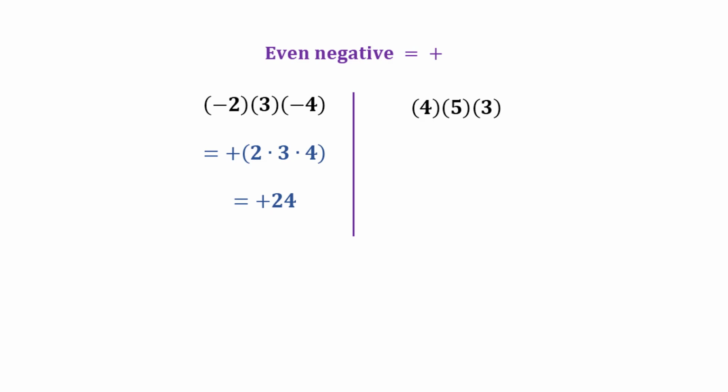Another example, find the product of 4 times 5 times 3. There isn't a negative sign, and 0 is even, so we write a positive sign. Then we multiply the numbers. 4 times 5 is 20, and we write times 3. 20 has 0 at the units digit, so we write 0 at the product and multiply. 2 times 3 is 6, so 20 times 3 is 60, and 4 times 5 times 3 is 60.